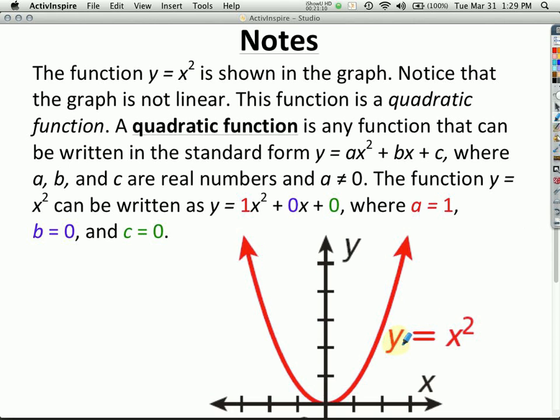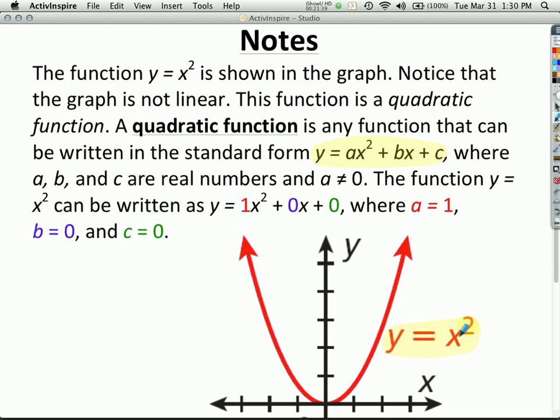This is the most basic quadratic function that you can write, y equals x squared. This is quadratic because the highest exponent is 2. That's one way to tell if it's quadratic. So you can put it in standard form, y equals ax squared plus bx plus c. The number in front of the x squared is the a, but only when it's in standard form.